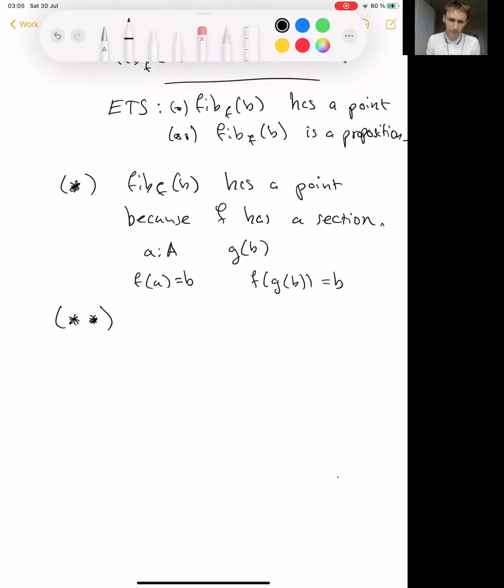So in order to prove this, we need to prove that any two points are equal. Well, let me spell it out. We're given the following things. Given two points a and a prime in A, and we're given a proof p that f of a is equal to b, and a proof q that f of a prime is equal to b.